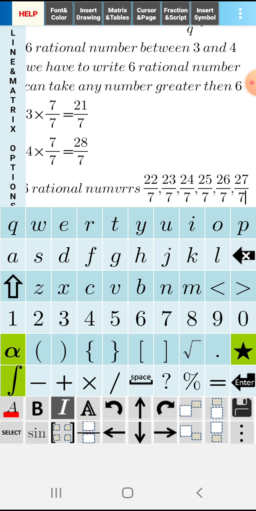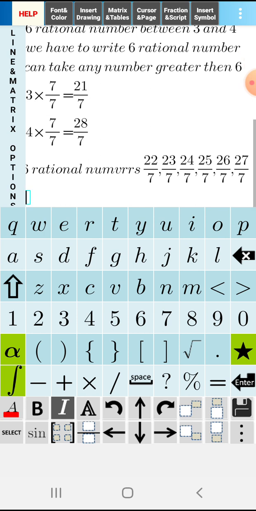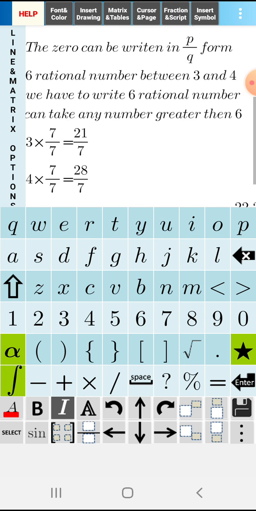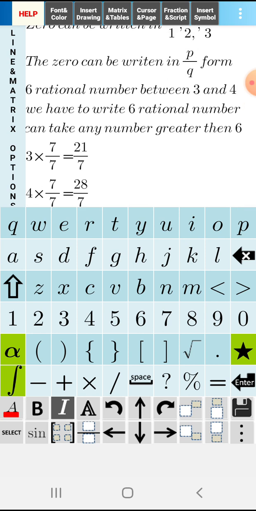If we take 6 here, we are getting only 4 rational numbers. So the answer is wrong. So this is the correct answer. Like this you have to write. So you have to take one greater number. If they have given you a question like this in your examination, you have to take one greater number than that.